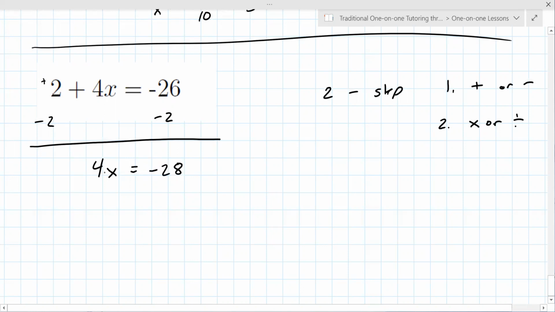Okay. Now the 4 is multiplying the x. Do you see that? Yeah. How do you undo multiplication by 4? A division by 4. Divide by 4. So x equals negative 7.